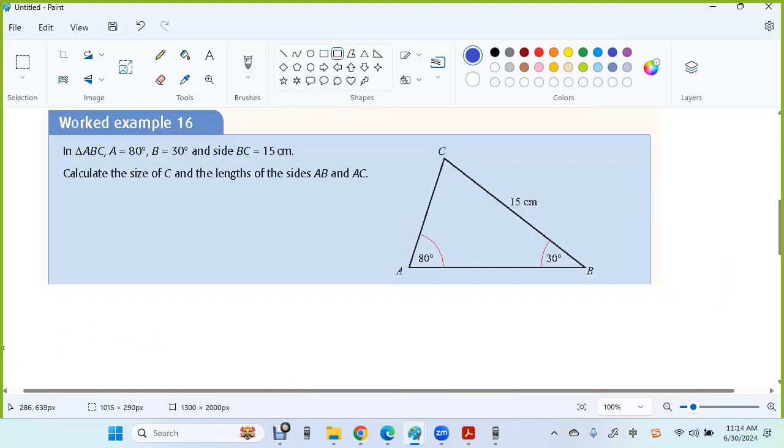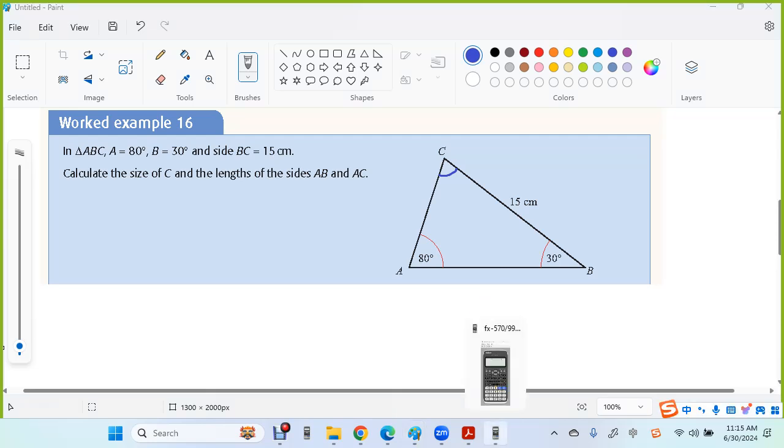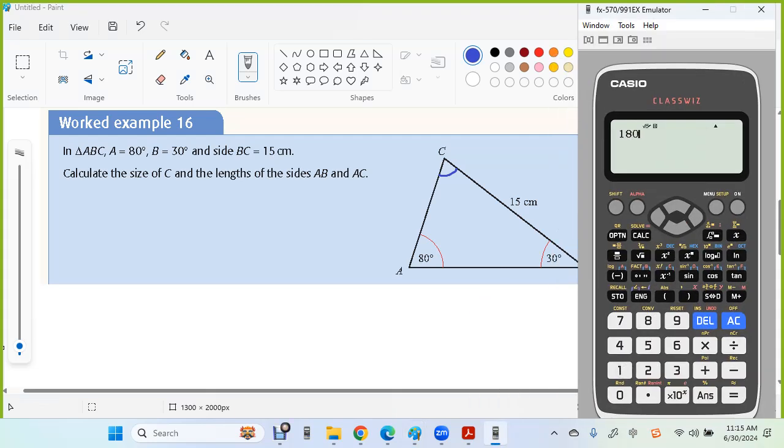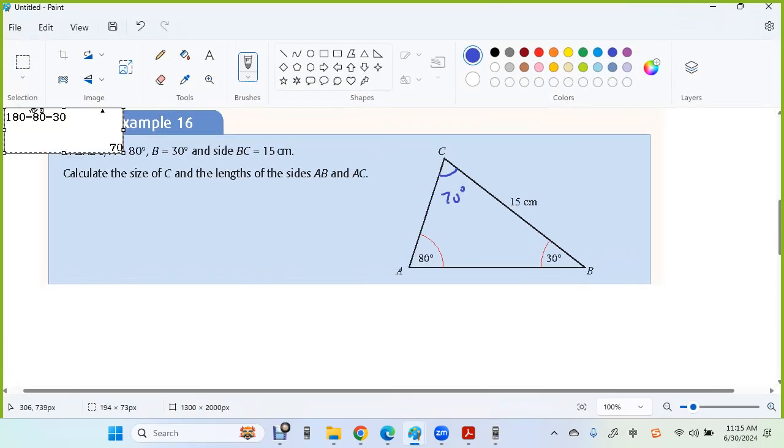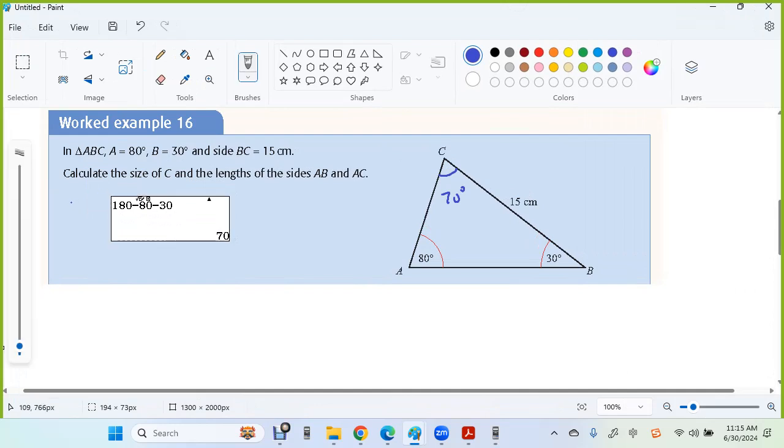Let us look at worked example 16. In triangle ABC, angle A is 80 degrees, angle B is 30 degrees, and the length of BC is 15. We need to calculate the angle C and then the lengths of AB and AC. Angle C is 180 minus 80 minus 30, so angle C is 70 degrees.